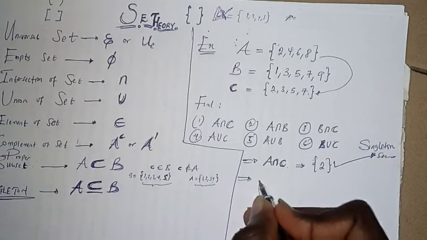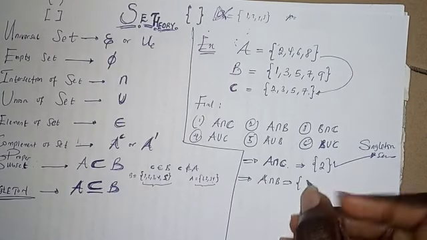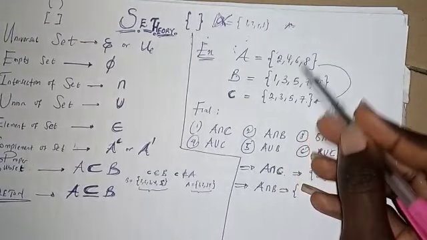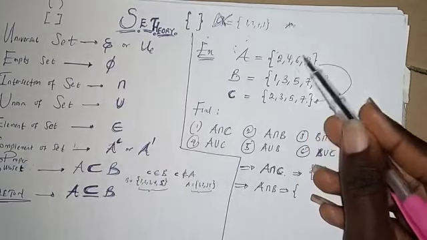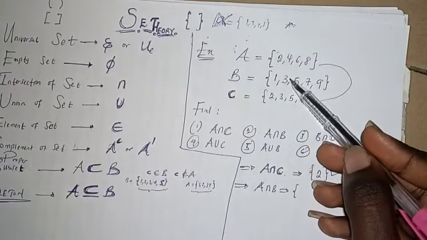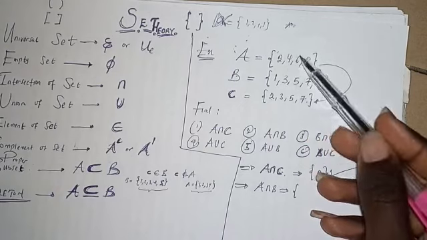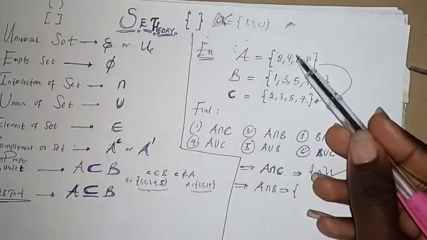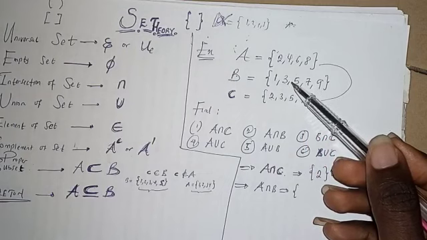Now the second question says find A intersection B. This is very, very simple. Just find the intersection between this A and B. Okay, A intersection B, 2 is not here. So at the end of the day, I was unable to pick an element that exists in the two of them. We don't have any element that exists in these two sets. So which implies that we have an empty set.